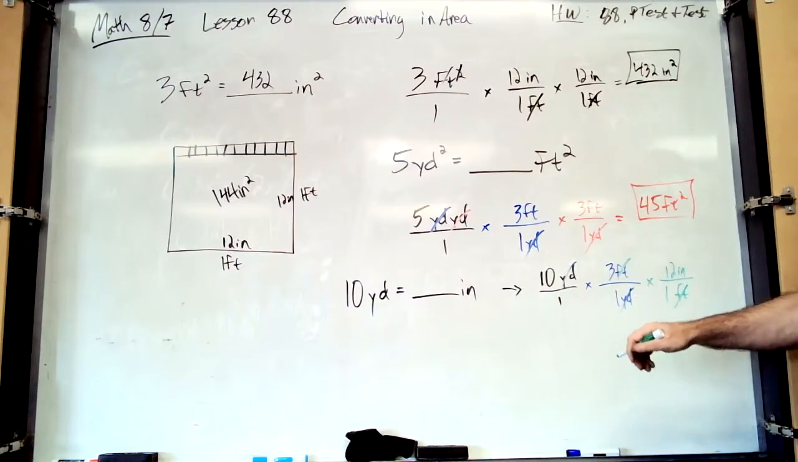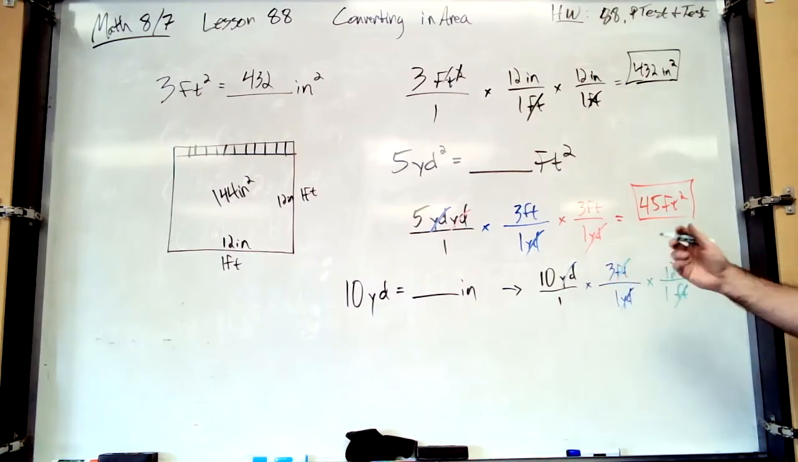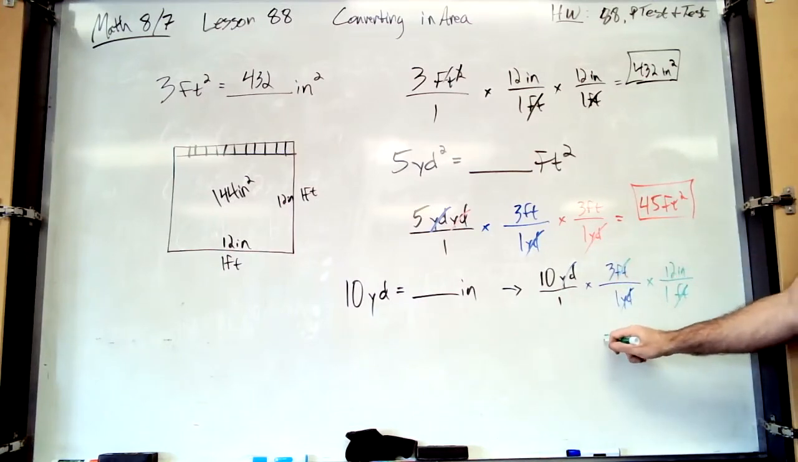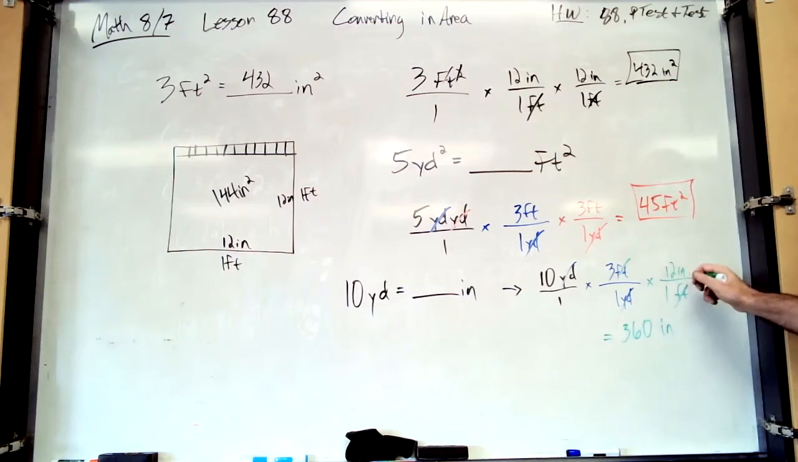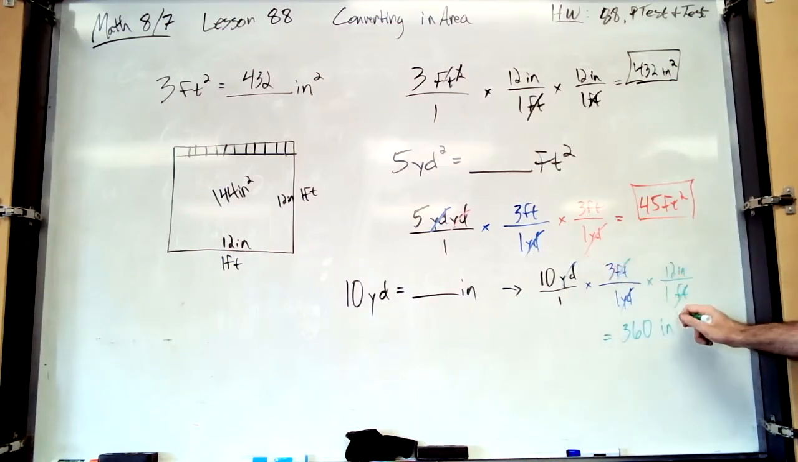So what are you multiplying by? 10 times 3 times 12, or 10 times 36 is 360 inches. And that's the only label you're left with. Everything else canceled, all over 1. So just 360 inches. Okay.